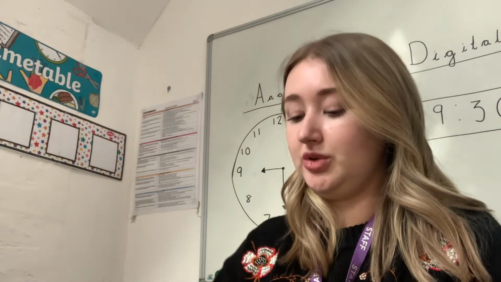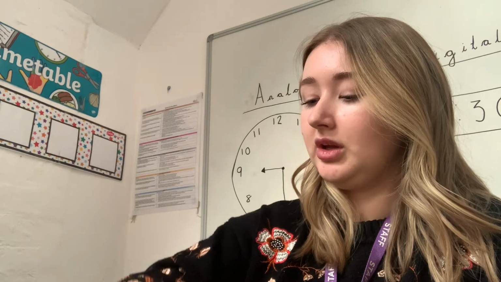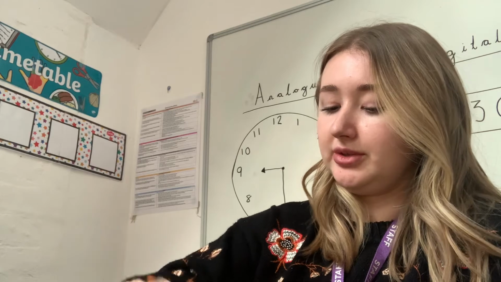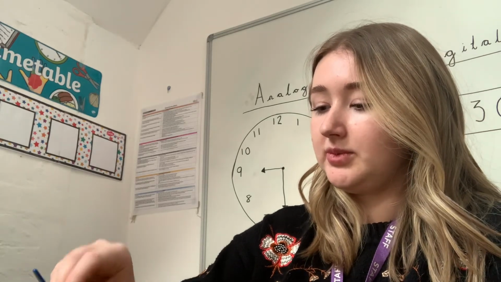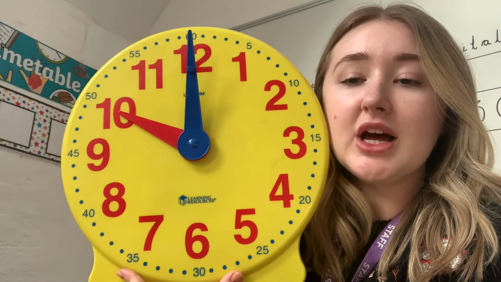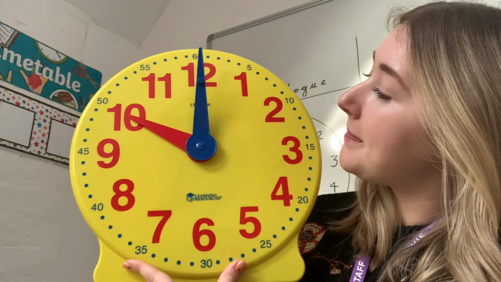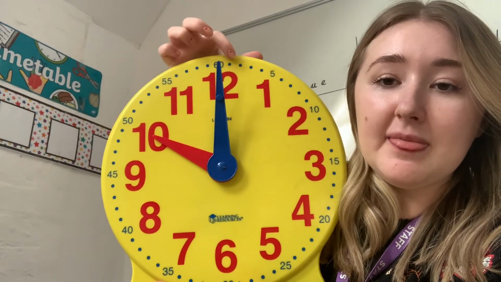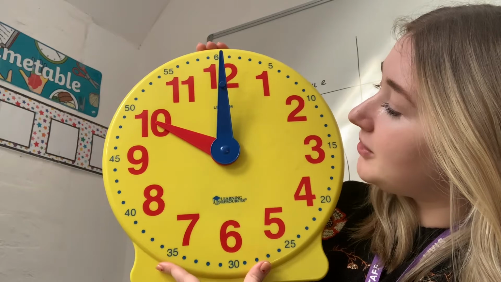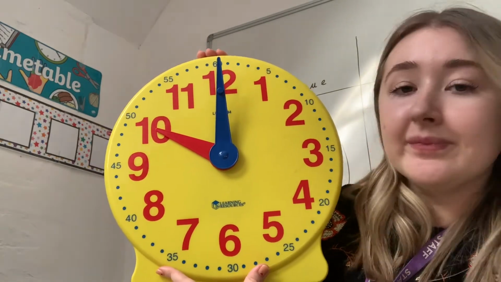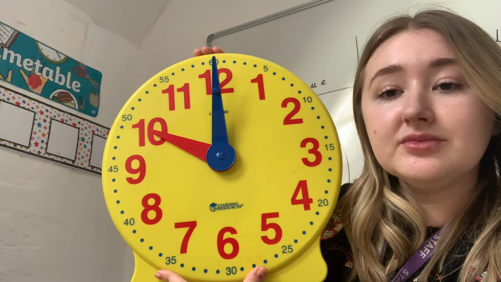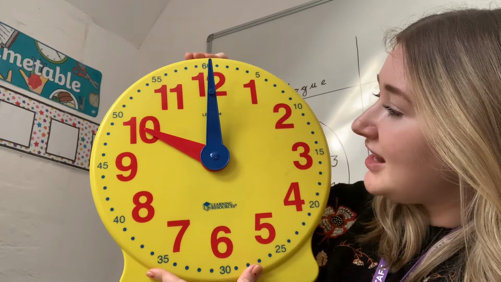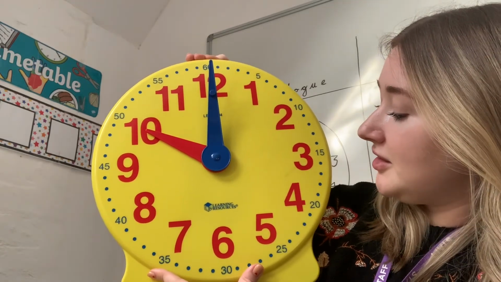Let's do 2 more. What time is it if we do this one? What's the time on my clock? Remember, have a look at where the hour is pointing and the minute hand is pointing. What's the time on Miss Rollason's clock? Do we know? It's 10 o'clock. Well done. 10 o'clock on my clock.